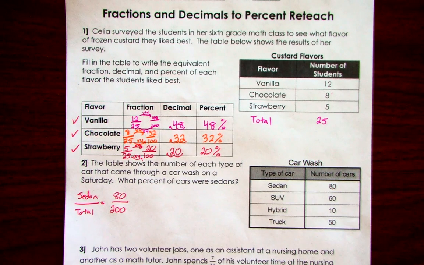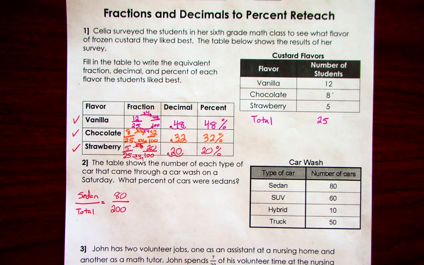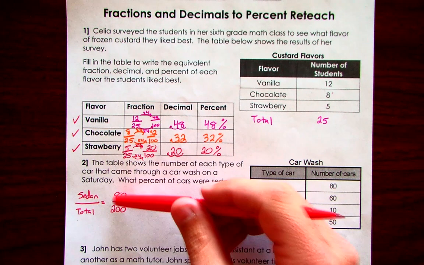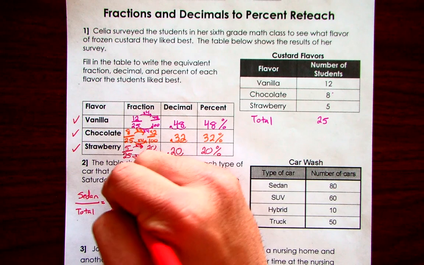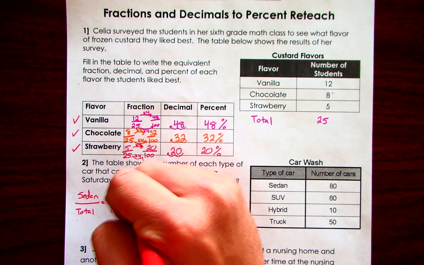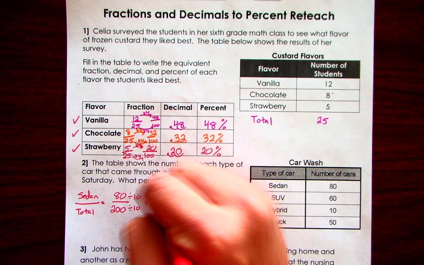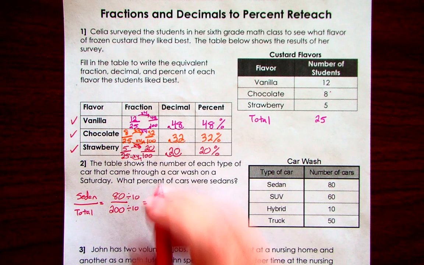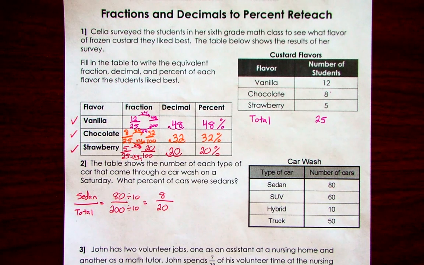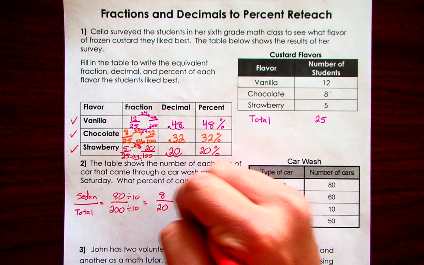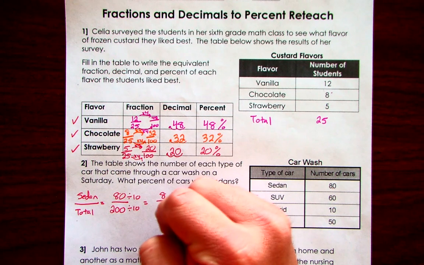Okay. Now it's asking for a percent. So what I'm going to do first is simplify this. I'm going to divide them both by 10. 80 divided by 10 is 8. 200 divided by 10 is 20. Well, look at this. I can get a nice denominator now over 100. So how many $20 bills does it take to give you $100? Well, 20 times 5 would give you 100.